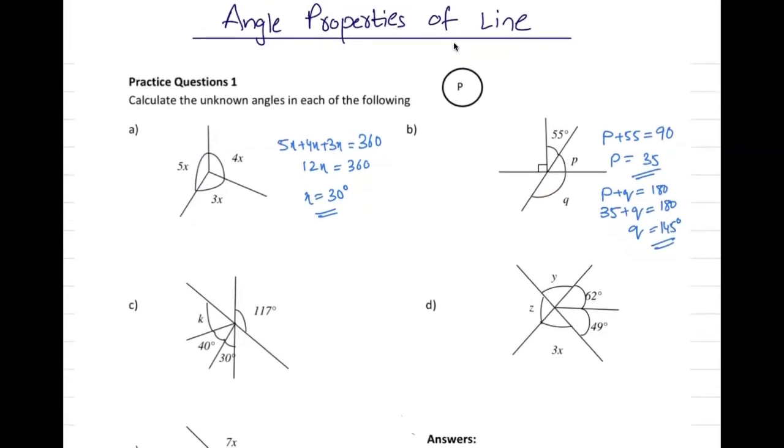Okay, let's try the next one. Do we all agree that this is a straight line and angles on a straight line add up to 180? So K plus 40 plus 30. Okay, I don't have this angle. Can I find it? Yes. This is 117. So this angle is going to be, it's a straight line as well, so 180 minus 117 is 63. So this angle is 63. So if you add all the four angles, they must add up to 180 degrees. So K value is 47 degrees.